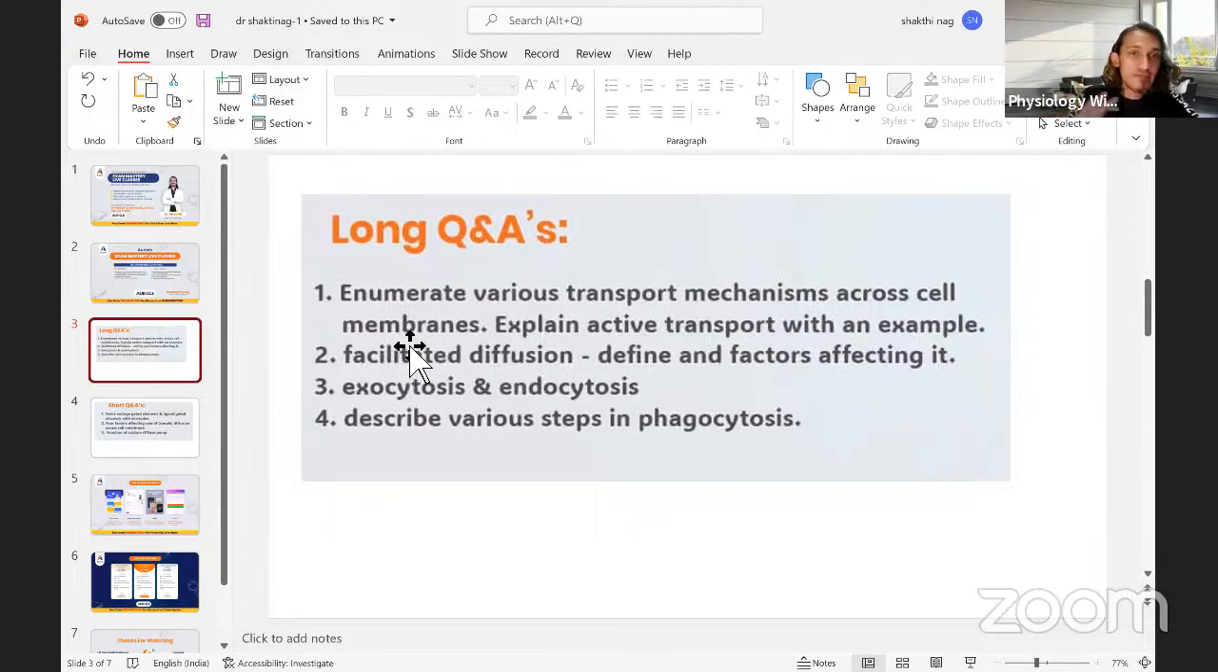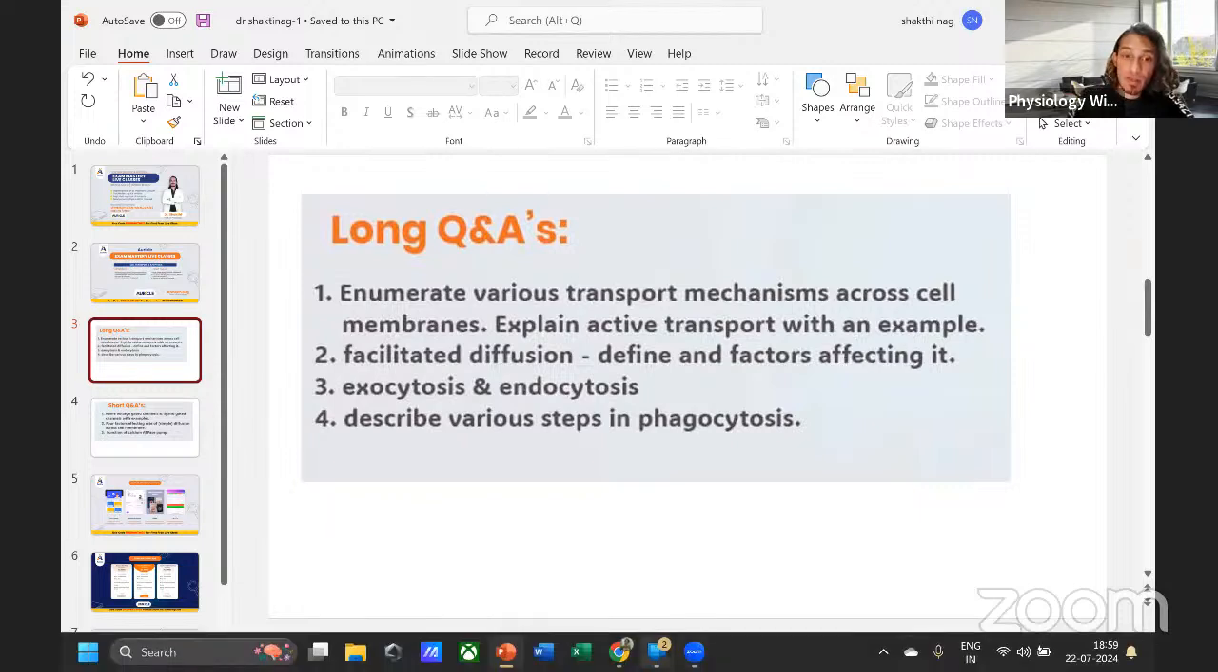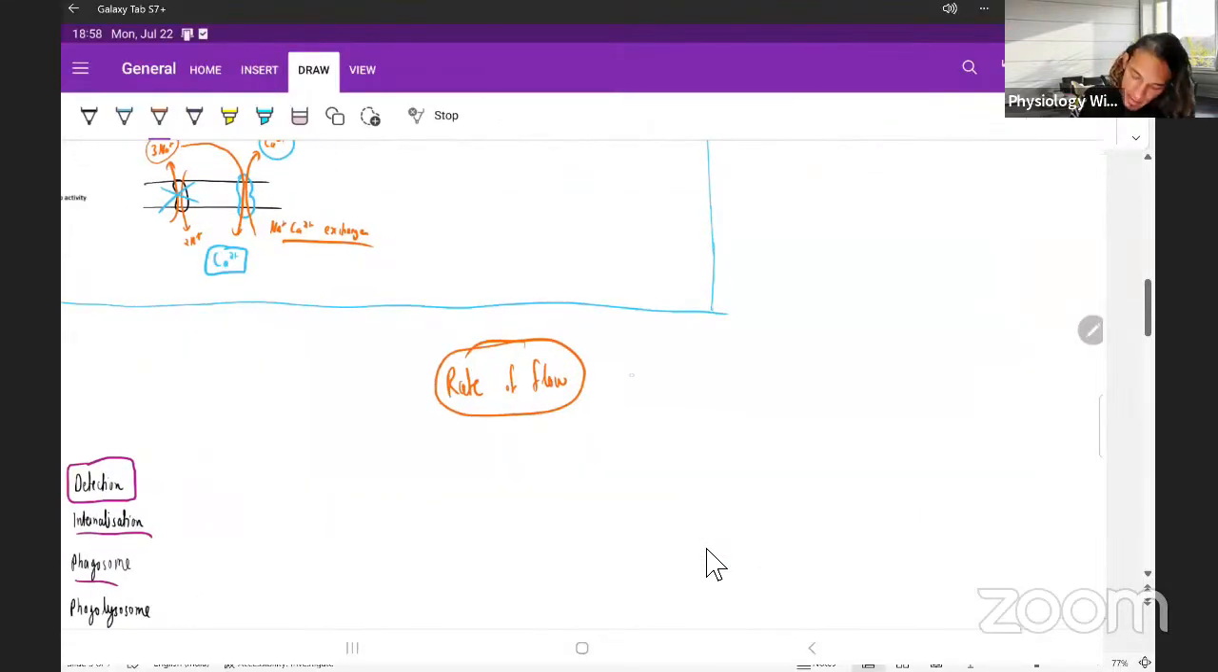All right. Now, facilitated diffusion, again, we mentioned, define, and factors affecting. Factors affecting diffusion is another often asked question. That can be easily explained by one simple formula, that is Fick's law. Fick's law states that the rate of flow is directly proportional to the concentration gradient. The more the concentration gradient, the more the rate of flow.